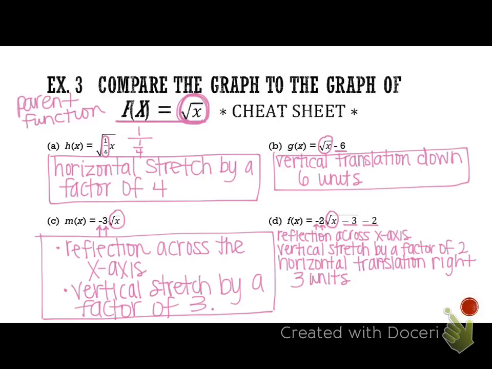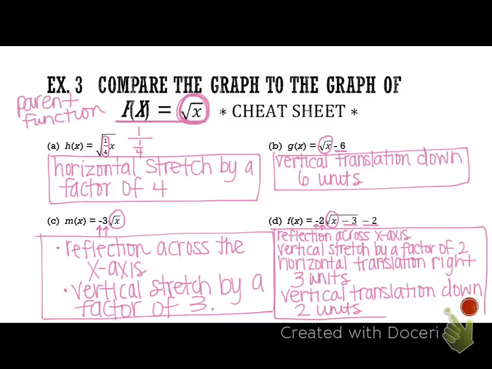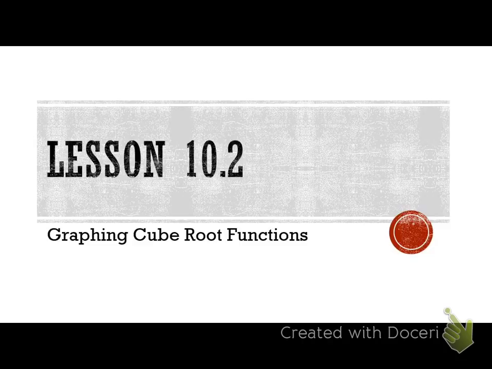And then of course that -2 is outside the radical, so it's being done to the entire function. So that is a vertical translation, and vertical translations are exactly what we see and what we would think. If it's -2, it's a vertical translation down 2 units. And there are your 4 transformations. And I'm hoping that the more we have been practicing with this cheat sheet, the easier it is getting for you to recognize. Now, that takes us into lesson 10.2.